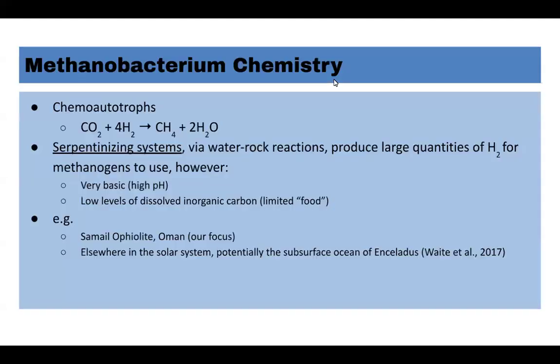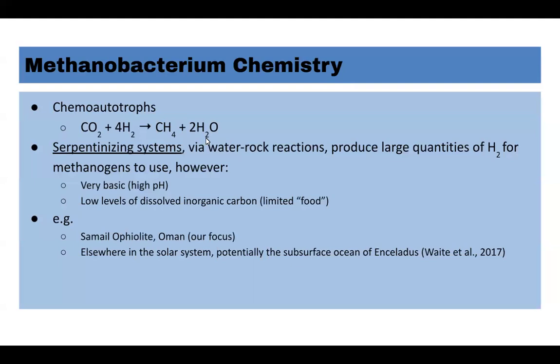So, Methanobacterium species are chemoautotrophs, which means they get all the energy they need to survive by using chemicals floating around in their environment. Specifically, here you can see the chemical reaction that Methanobacterium typically use to make energy. They typically take in carbon dioxide and hydrogen to produce methane and water.